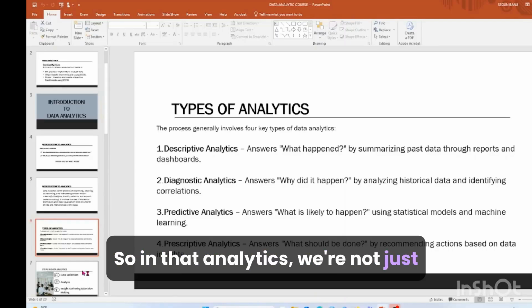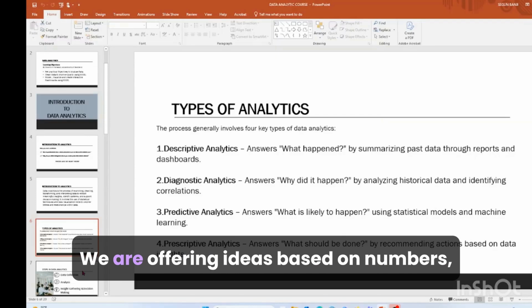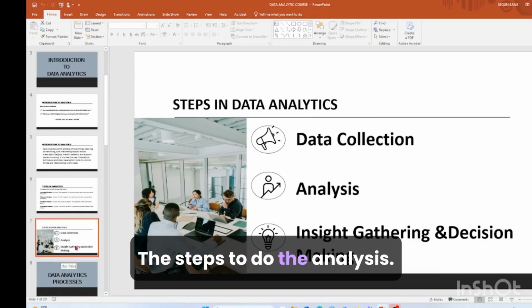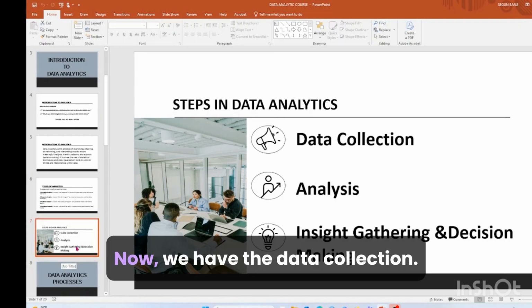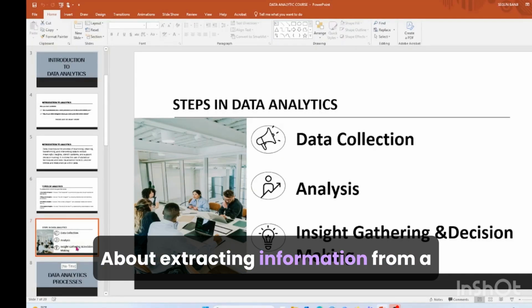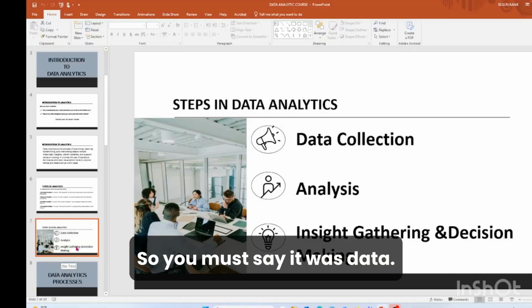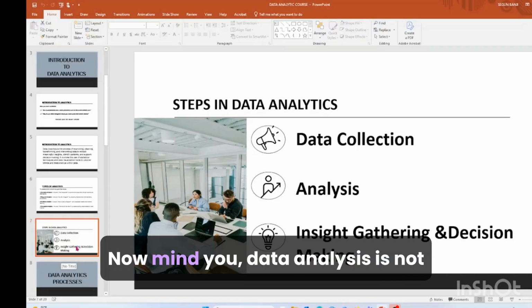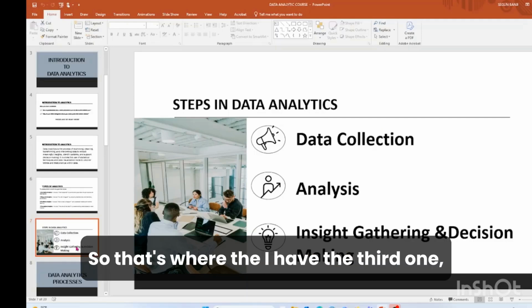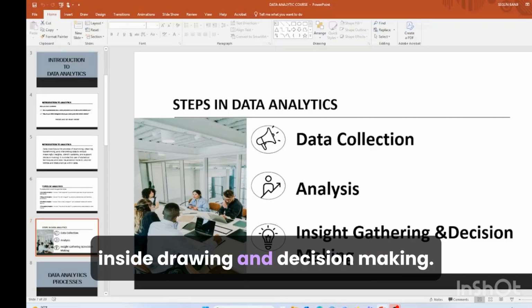So in data analytics, we're not just proffering solutions and decisions, we are offering ideas based on numbers, based on figures already analyzed. So even then, before we can do all this analysis, you must understand there are steps to data analysis. Now, we have data collection. Don't forget I said analysis is about extracting information from data. So you must first of all collect data, then the analysis itself. Now, mind you, data analysis is not complete until the decision is made. So that's where the third one comes in, insight gathering and decision making.